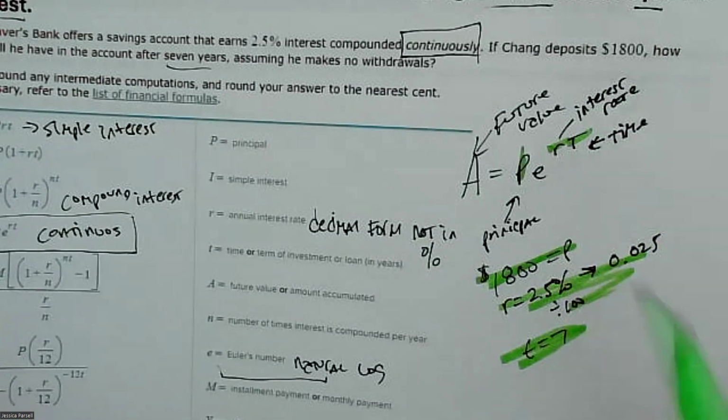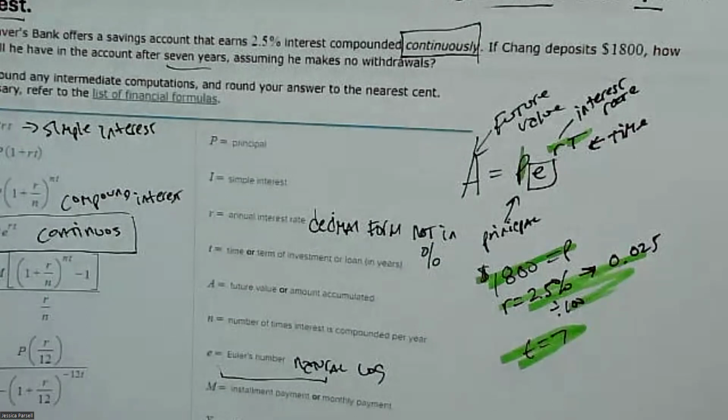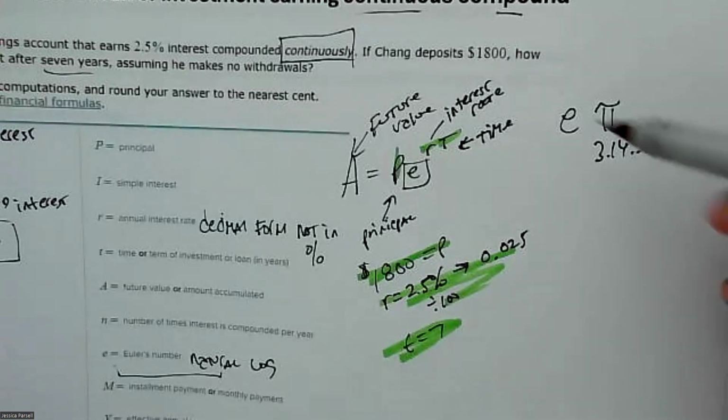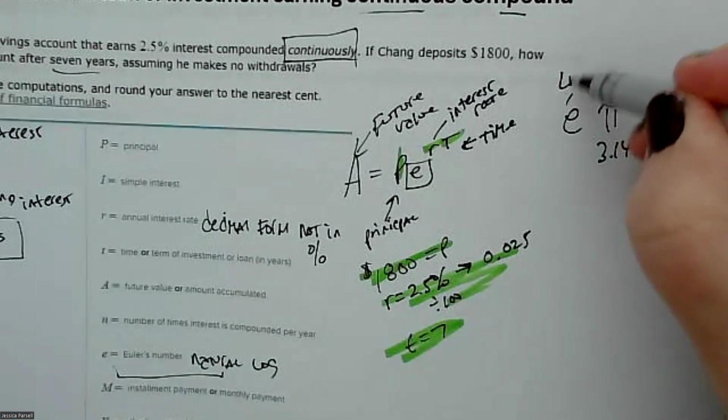So the E is standard. Okay, that is Euler's number. I think about E as like pi. You know how pi is like 3.14 and so on, right? Let's think about that over here. E is the same thing. It's just an irrationally long decimal number, and it hangs out with the natural log.